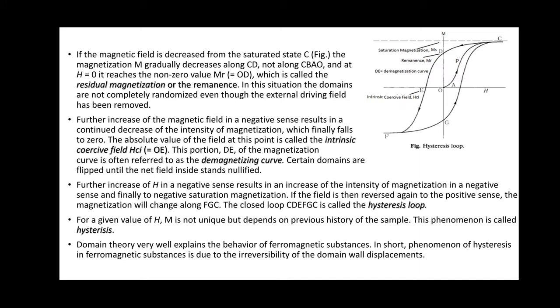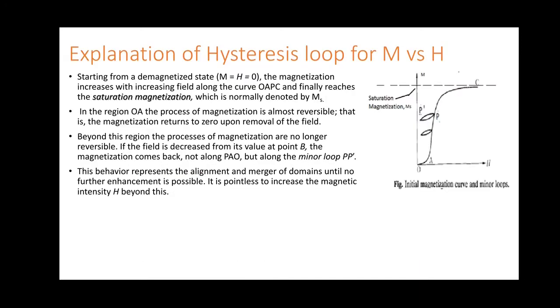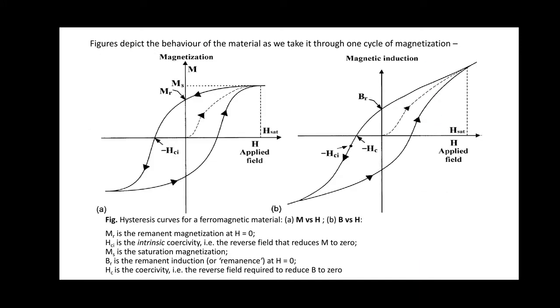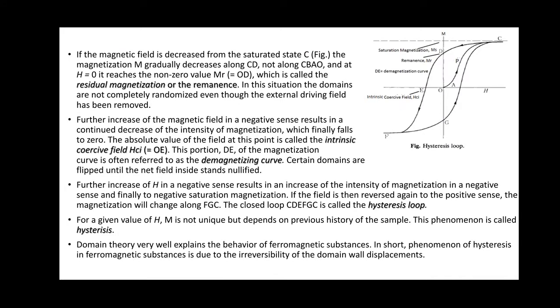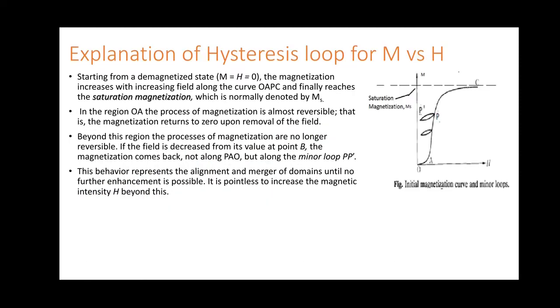For a given value of H, M is not unique. As we see, for a given value of H, M is this and also can be this. So it depends on the previous history of the sample, whether we are demagnetizing or magnetizing. This phenomenon is called hysteresis, as I have explained.